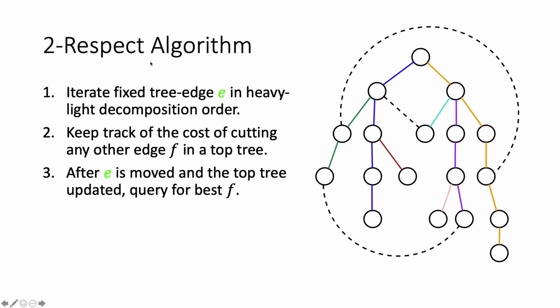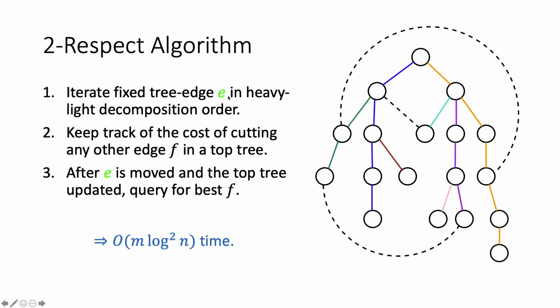All right, so here's where our 2 respecting algorithm is going to be. We will iterate this fixed tree edge E in heavy light decomposition order. We will then keep track of the cost of cutting any other edge F in the top tree, and after E is moved and the top tree is updated, we'll query for the best F. And similarly to before, this is going to imply m log squared n, and that's because each of these non-tree edges will fall on and off the single edge cut induced by E log n times.